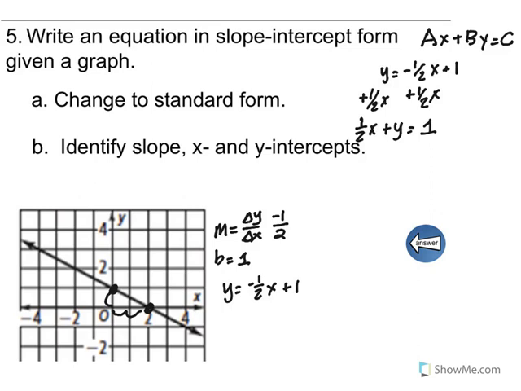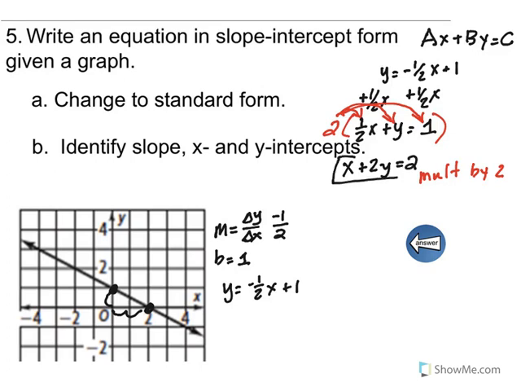And then we can't have any fractions, so we are going to have to get rid of this 1/2. To get rid of 1/2, we multiply by the common denominator. In this case, our common denominator is 2. So we're going to multiply everything by 2. All three terms, remember, are getting multiplied by 2, not just the 1/2. So 1/2 times 2 gives me x. y times 2 gives me 2y, and then equals 2. So here's my standard form.